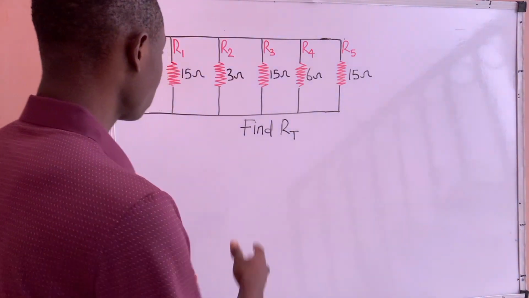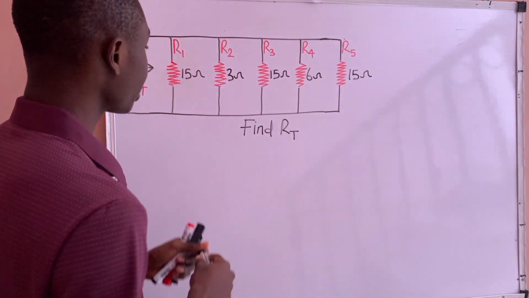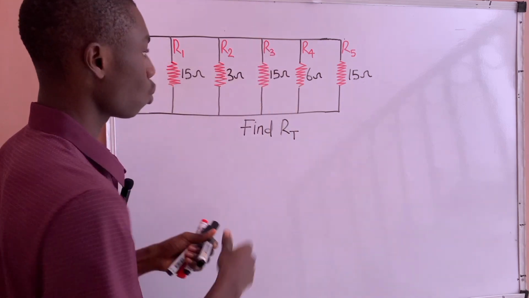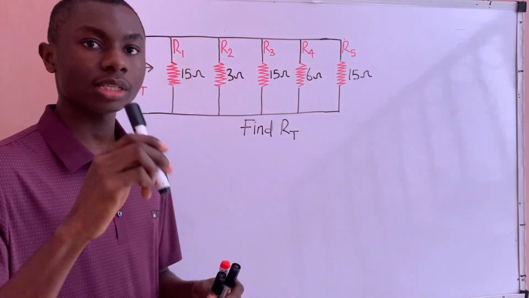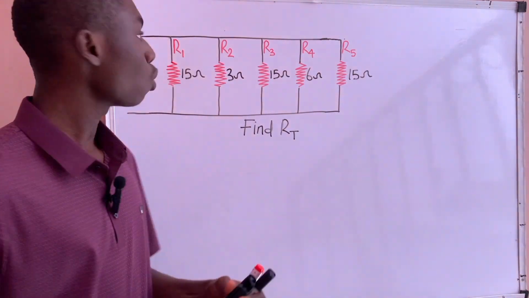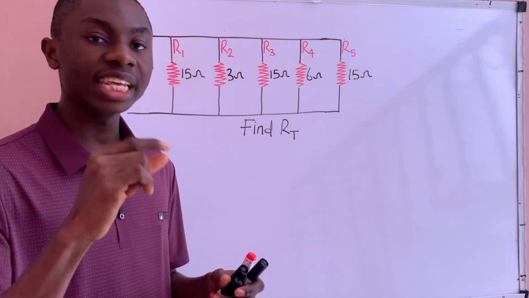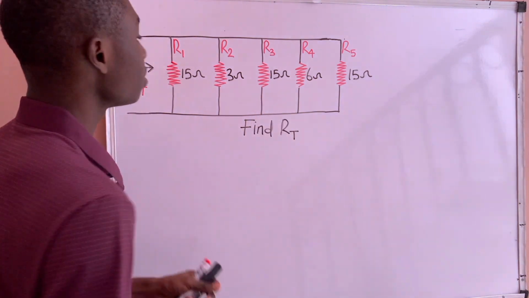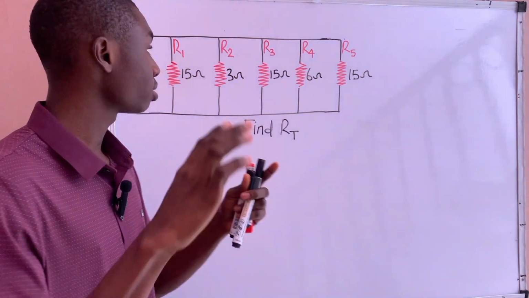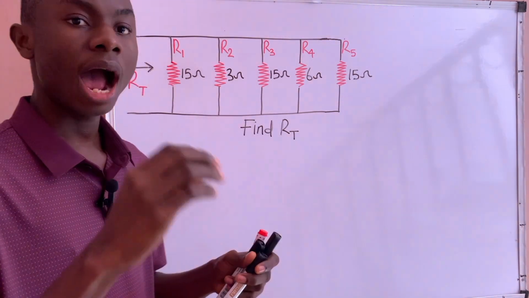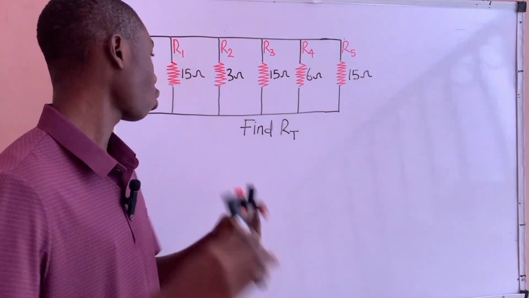Suppose you are given this circuit diagram and you are asked to find the total resistance of this network. What will you do? The first thing you need to do is to identify the type of circuit you are dealing with. This very particular circuit is a parallel circuit, because the resistive elements have the same two points in common.